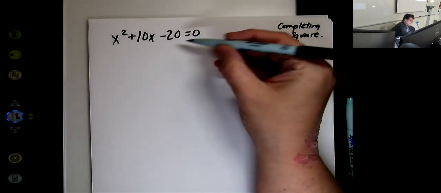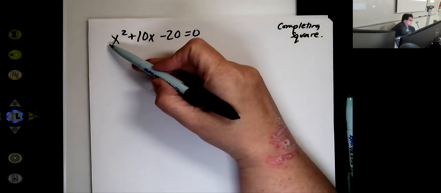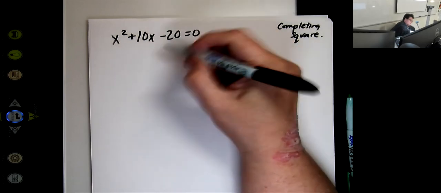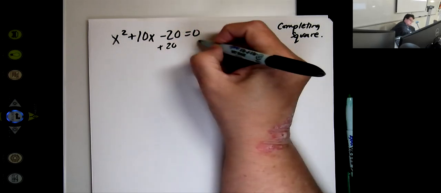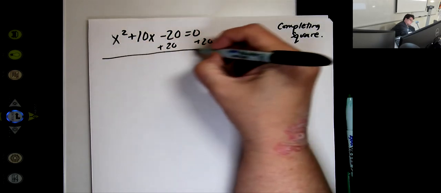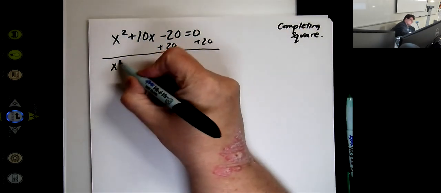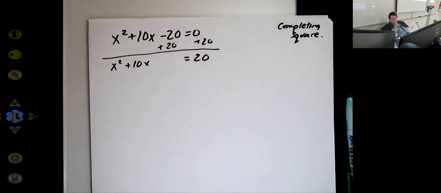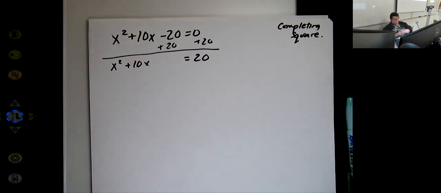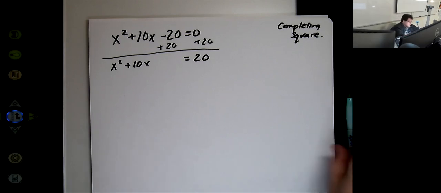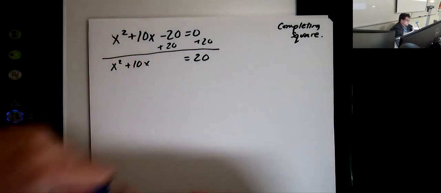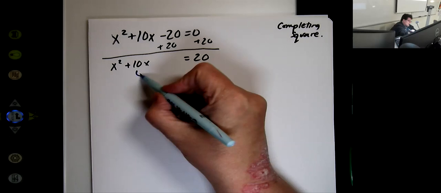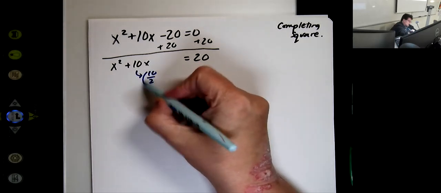So what I'm going to do, this has got a 1 in front of it, so I don't need to divide by anything. I'm going to add 20 to both sides. And I'm going to leave a little room to write for when I add that completed square. Because what I want to do at this point is take this 10, divide it by 2 and square it.